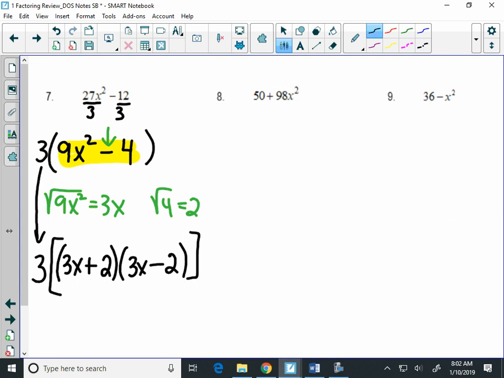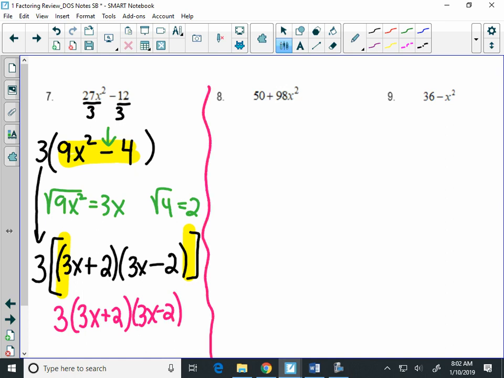Now, do you technically need those big square brackets? No, you don't. If you wanted, you could write this as 3, just parentheses 3x plus 2, 3x minus 2. It's the same thing. It does not matter.